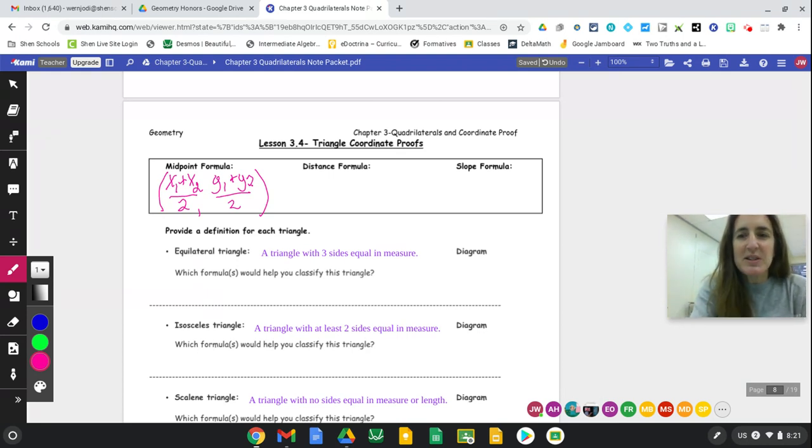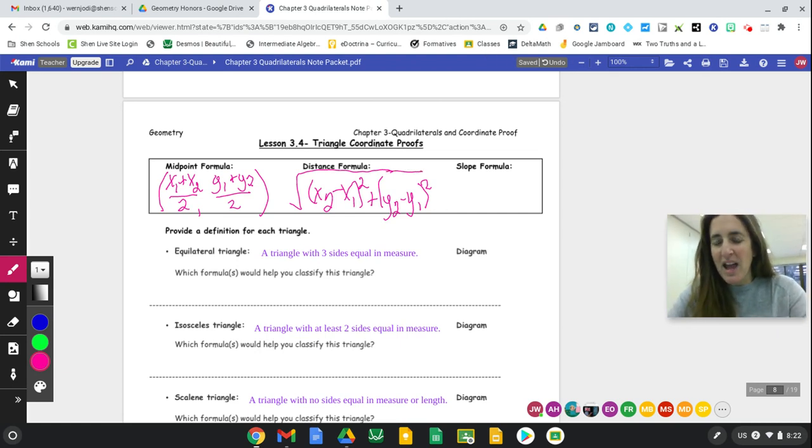Distance formula is the one with the big square root. So we're going to take the square root and we take our difference of our x's, so x2 minus x1 squared. And then we're going to add the difference of our y's, so y2 minus y1 squared. That's our distance formula. And then we take the square root of those squares after we have summed them together.